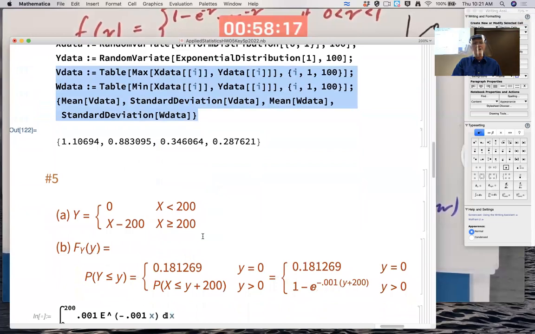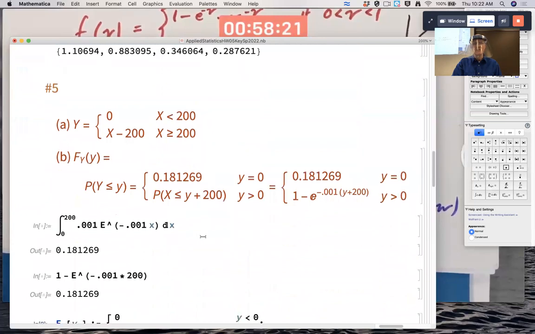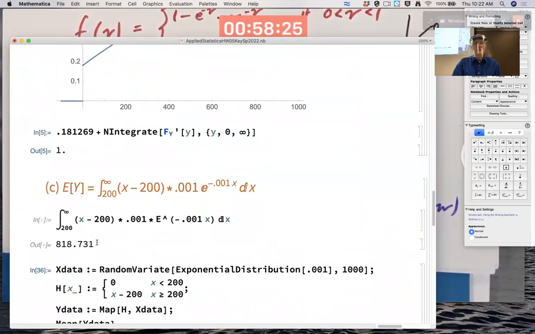Not going to go over the deductible problem, but I believe, if I need to double check things, I got a mean of 818.7. So if you got that, does that sound right? Did you get that now, or you have a question? I just have a question.